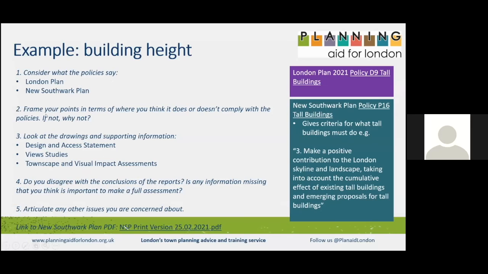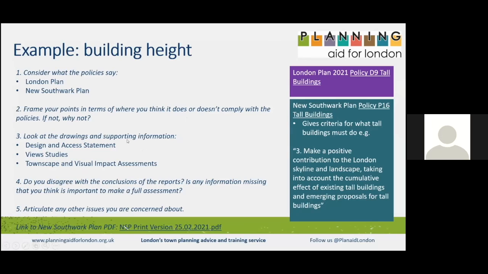And you might want to go through each criterion and frame your points in terms of where you think the particular scheme does or doesn't comply with the policies. So, for example, this criterion is that it has to make a positive contribution to the London skyline and landscape. So you think, well, does it do that? And if it doesn't, it would be useful to repeat the policy and say, well, I disagree. I don't think it does this because... So that can be really useful.